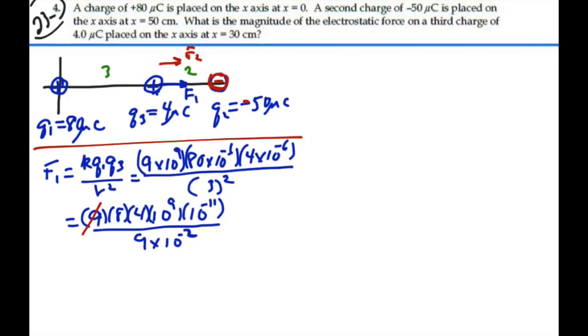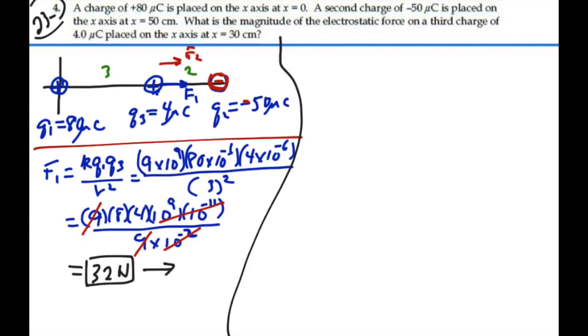Our 9's cancel out. 10 to the 9 times 10 to the minus 11 is 10 to the minus 2. That over 10 to the minus 2 will cancel out. And this is going to be 8 times 4, or 32 newtons. Going off in the right direction, to the right.